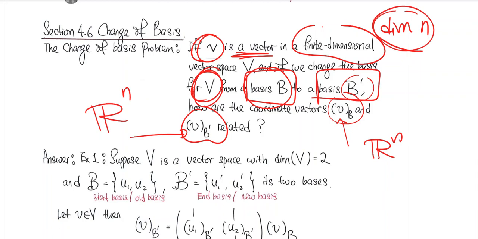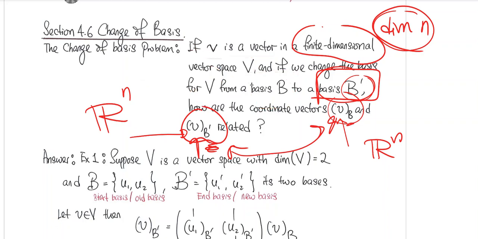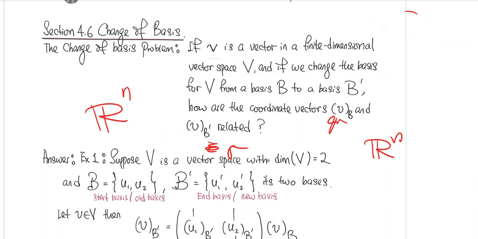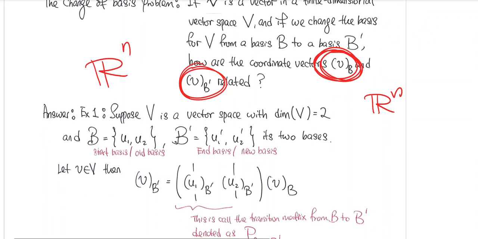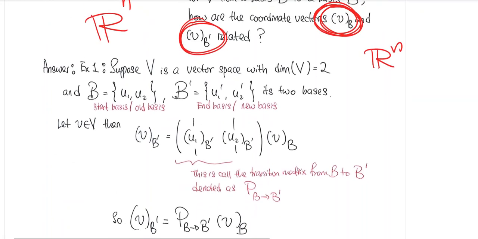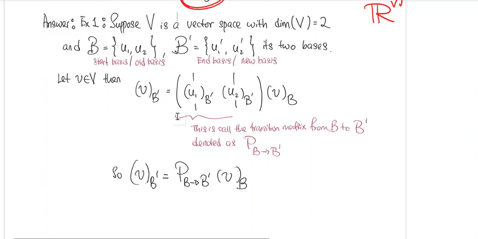So the question now is, we have these 2 different bases B and B prime, and these 2 different coordinates with respect to B and B prime. How are they related? Do we have a relationship between these Rn vectors, this coordinate vector and this one? Let's look at how we do it. In fact, let me just tell you the answer without proving it first, just to let you know what's going on.